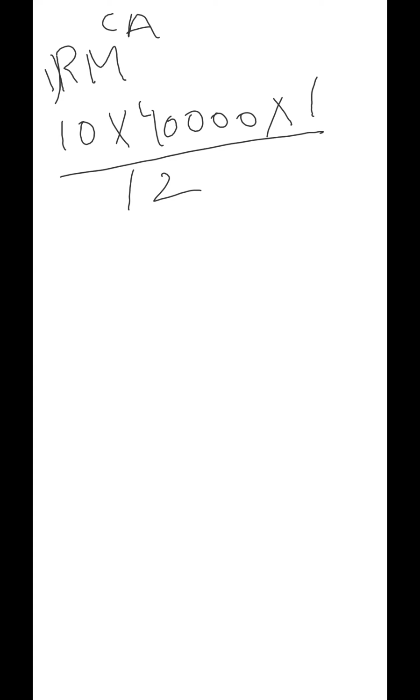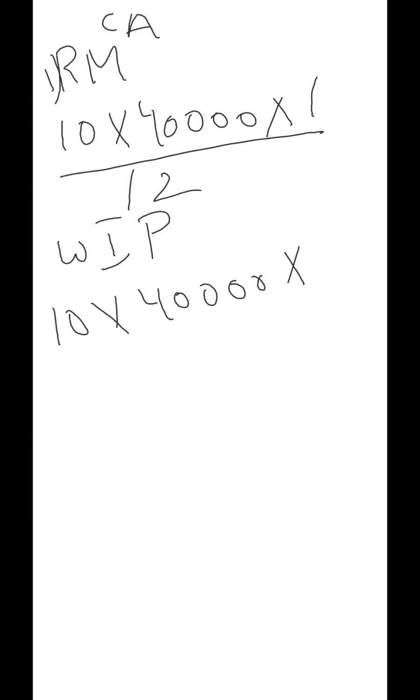Now, second thing that is the work in progress. For work in progress, what is the first thing we calculate? We calculate the raw material. So how much is the cost? 10. And how much is the number of units? 40,000. And how much is the time lag that is given? Half a month, that is 0.5 divided by 12. Okay. This way you have calculated the raw material.